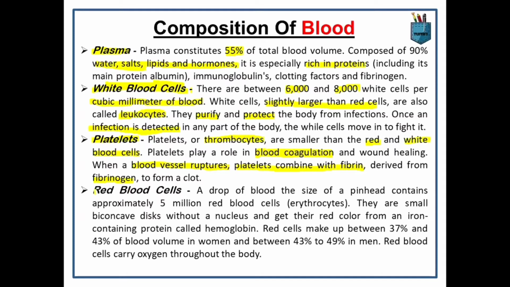Next, moving to red blood cells, the most important topic regarding blood. When you prick your finger with a pin and take a blood drop, we will get approximately 5 million red blood cells there. Red blood cells are also called erythrocytes. They are small and biconcave in shape, and they are without a nucleus. They do not contain any nucleus, and they get their red color from an iron-containing protein called hemoglobin. You have heard about hemoglobin.